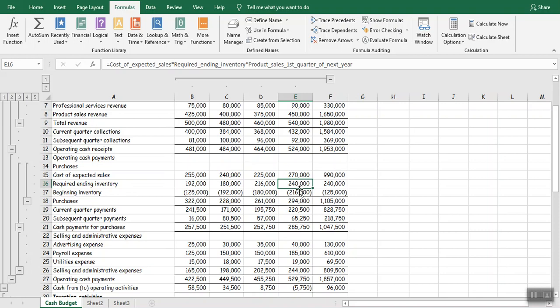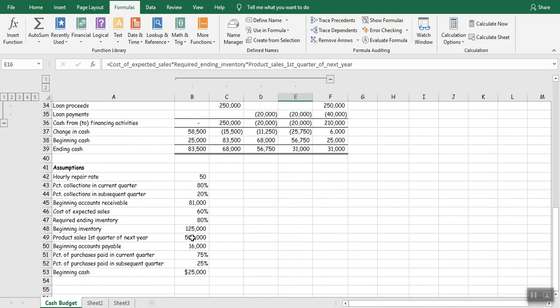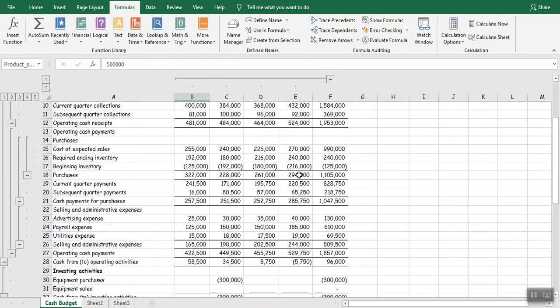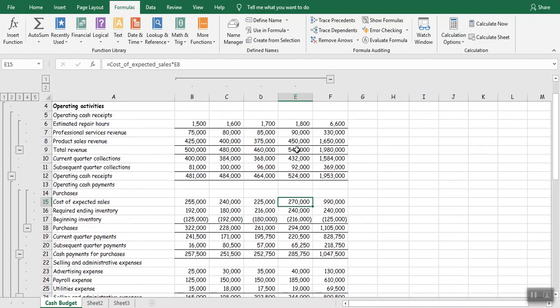This one's a little tricky because you need to go down to the product sales for next year, 500,000, right? And then you say, all right, 500,000, let me get back to this. 500,000 times product sales of the first required ending inventory, right? So you multiply by that, and then the cost of expected sales. So you have to work into that number. That's the hardest number on this line.